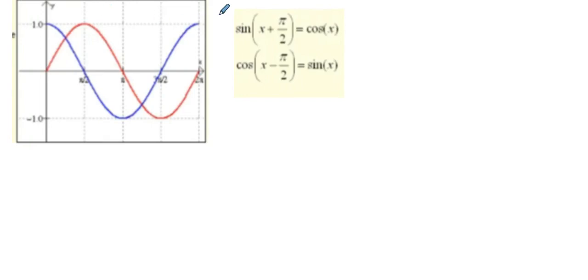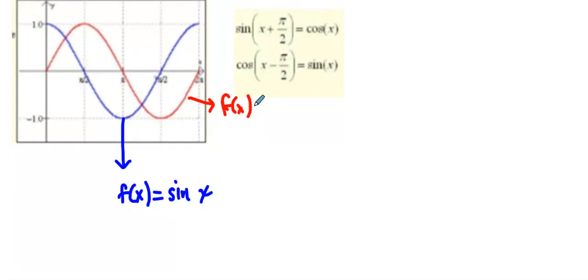So first of all, the one relationship that I want you to realize is that the blue here is the sine function, so sine of x. And the red is the cosine function. And what this is saying, right? The sine of an angle in radians plus pi over 2 will give you the cosine of that angle. That's called the horizontal phase shift.